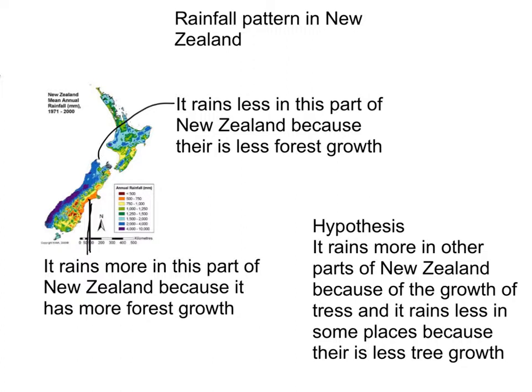It rains less here in the orange bit and more in the darker bits, because in the darker bits there's probably a lot more water and a lot more forestry, which equals more evaporation, more condensation, and then of course rainfall, which moistens the land. It rains less in this orange bit because there is less water and less forestry, which equals less evaporation, less rainfall, and less condensation. My hypothesis is that it rains more in other parts of New Zealand because of the growth of trees, and rains less in some places because of less tree growth.